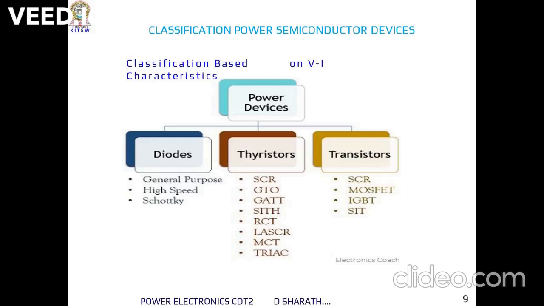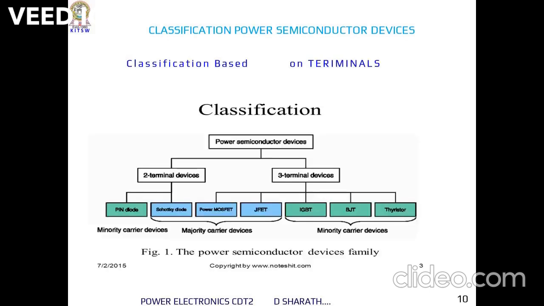Coming to the classification of power semiconductor devices, they are classified into three types: diodes, thyristors, and transistors. There are different types of thyristors, that is the SCR family, and there are various transistors, such as the MOSFET.